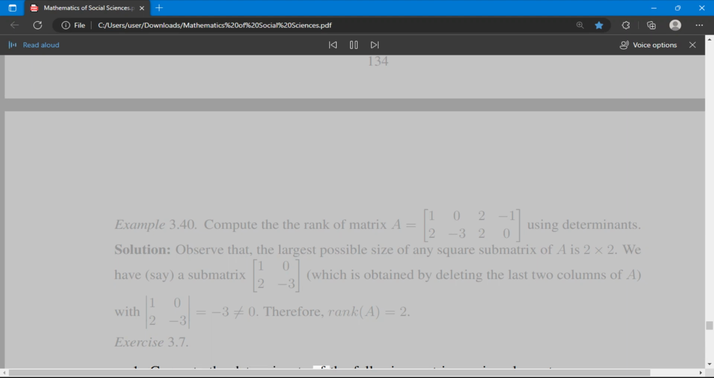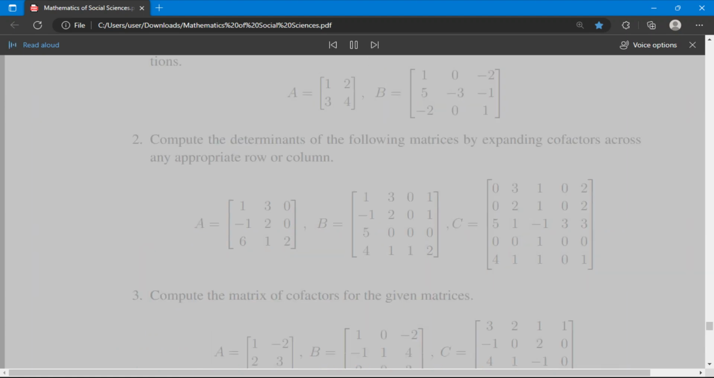Exercise 3.7. 1. Compute the determinants of the following matrices using elementary row operations. A equals 1 2, 3 4. B equals 1 0 2, 5 3 1, 2 0 1.